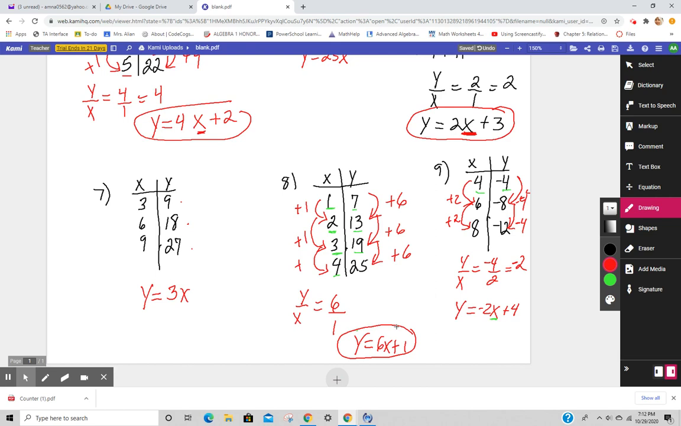But does it work for the other two? Let's check. Negative 2 times 6 is negative 12 plus 4 is negative 8. So it does work here. Let's try it with this one. Negative 2 times 8 is negative 16 plus 4 is negative 12. So it does work here. So this is the correct equation. Okay, and this concludes this lesson on determining if the relationship is proportional or not proportional and writing the equation that goes with the relationship.